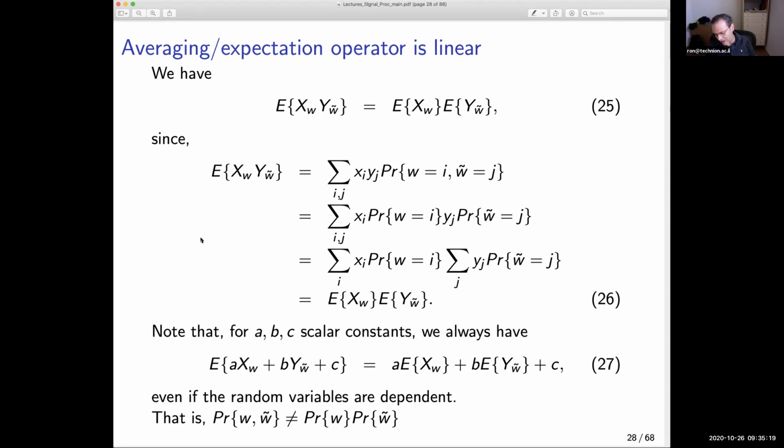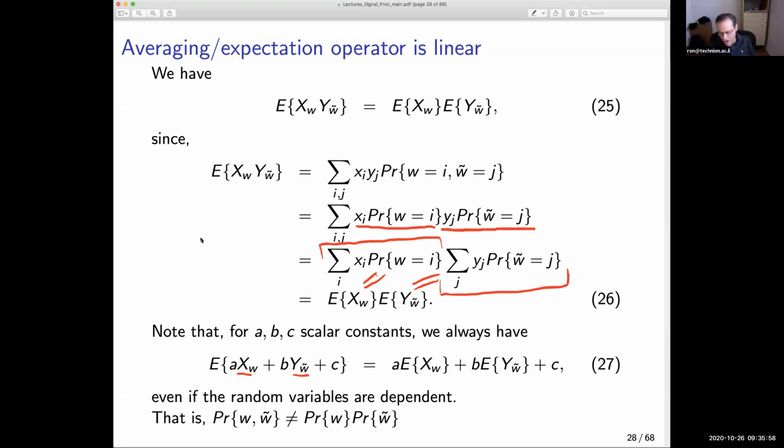And now, since what we have here on the right is just the j index, and what we have here is just the i index, I can take the double sum and shift it and move it to the right. So here on the right, I have the sum over all the j's times the sum over all the i's. And what we have is basically that the left part is the expectation of X and the right part is the expectation of Y.